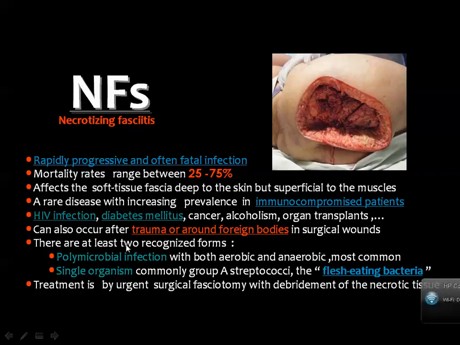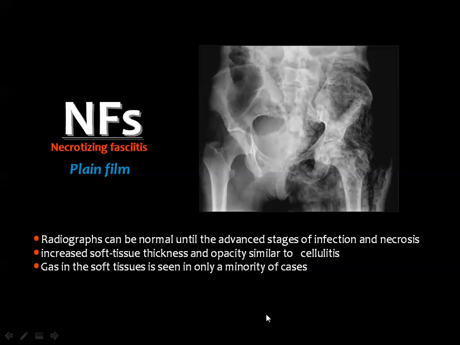There are two well recognized forms: the polymicrobial infection, which is most common, or the single organism infection, which is caused by the group A streptococci, which is known as the flesh-eating bacteria. Then treatment is urgent by surgical fasciotomy and the debridement of the necrotic tissue. The plain film will show, sometimes, areas of gas shadows extending deep into the soft tissues.